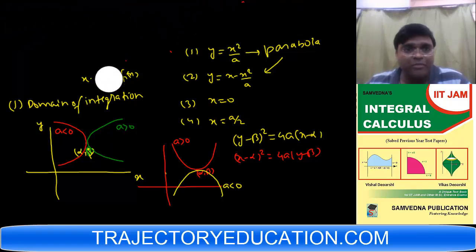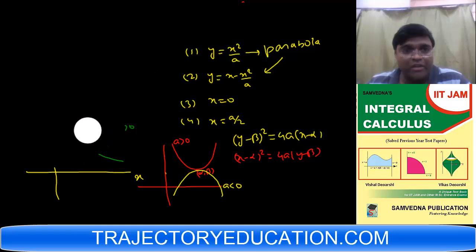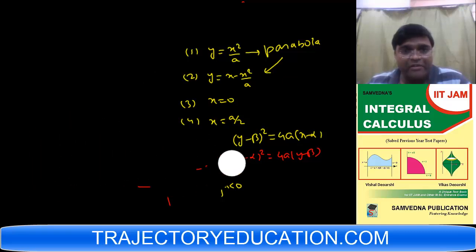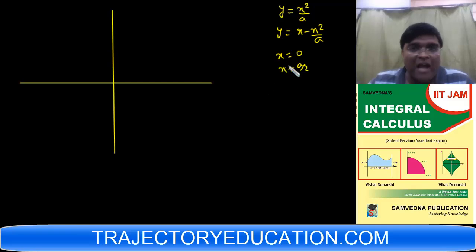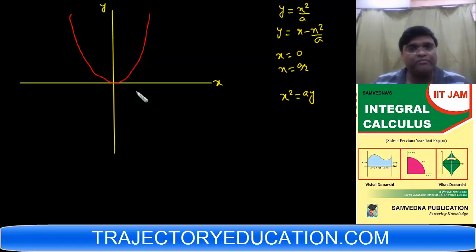I'm deleting all this. So let me plot all these curves so that I can get the domain of integration. These are the bounding curves. So first of all, I'll plot this x square equals ay. If this is x and this is y, then it can be plotted like this. This is your plot.